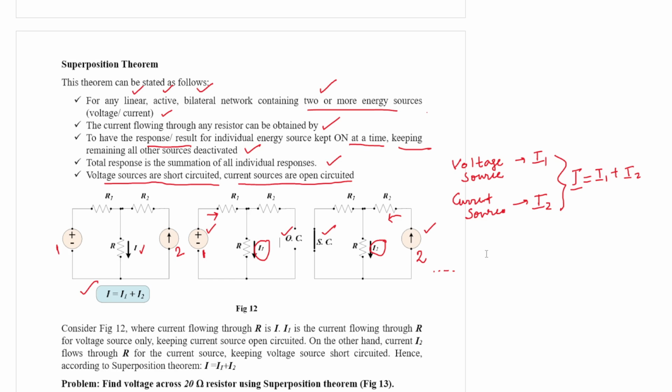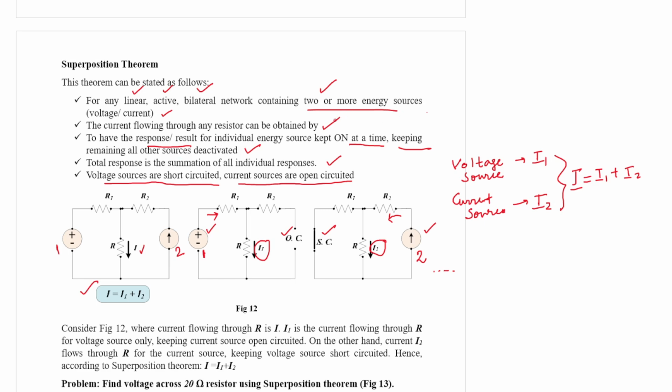So the first point is all about the network for which we can apply the superposition theorem. First of all, it must be a linear active bilateral network. Then that network must have minimum two energy sources. Two or more, minimum two it must have.